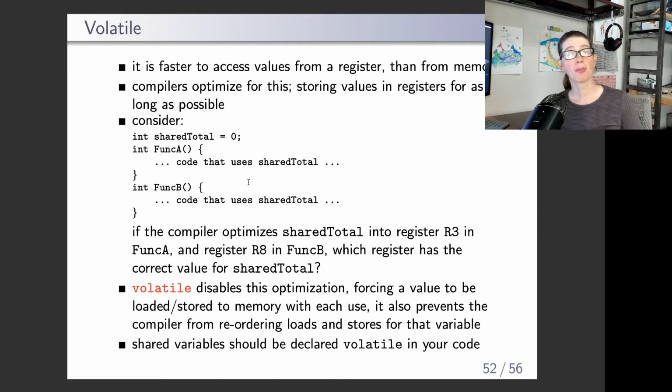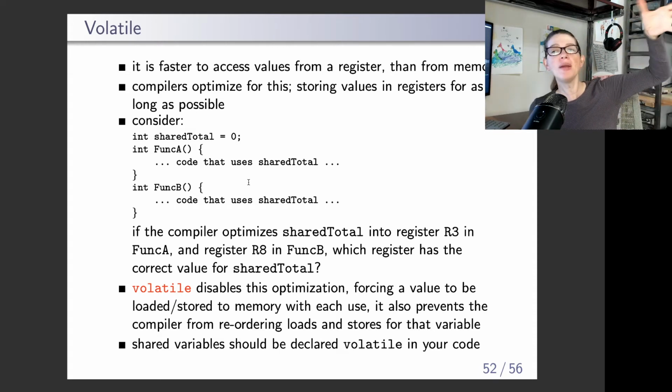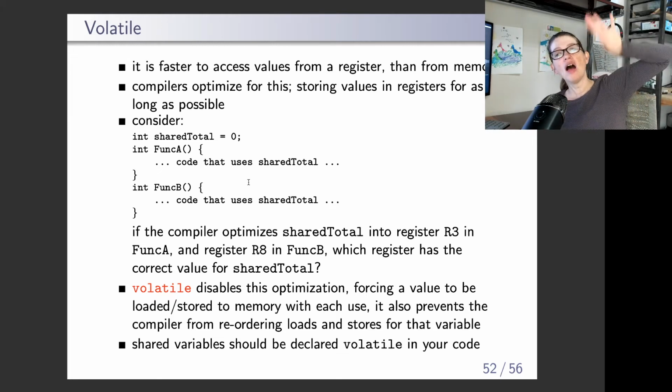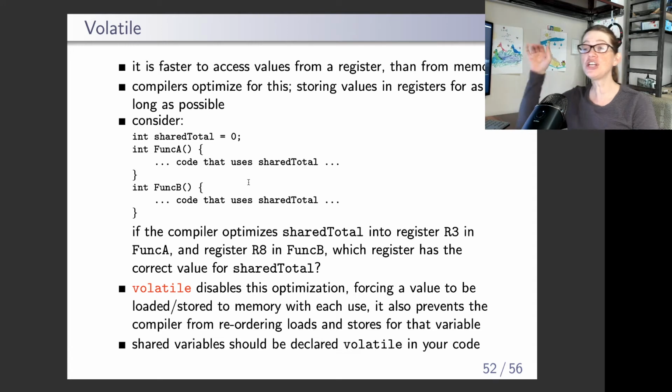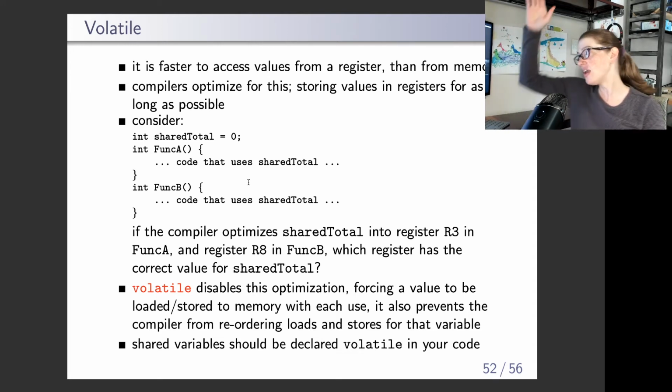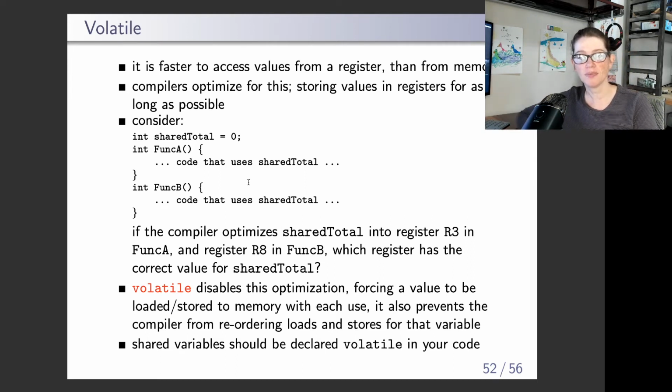But here's the problem. Function A, when we're doing the register allocation analysis, we may place shared total in register 3. And so we're going to load at the very beginning of function A, we load shared total into register 3, and then for the entire body of function A, which could be huge, shared total is not in memory, it's in register 3. And then in function B, we load shared total into register 8. And for the entire body of function B, the up-to-date value of shared total should be in register 8. But the compiler doesn't know that function A and function B can actually execute at the same time. And that's actually where the problem comes from.